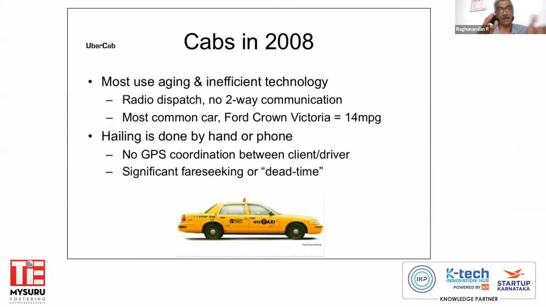In the other case, the hailing is done by hand or phone, so there is no GPS coordination. And there is significant fare seeking or dead time, in the sense that by the time the fare is decided and how the metering is done, etc. So this is a typical problem statement which was put forth by Uber cab, saying that these are the problems which are currently there in the market, and how we as Uber are going to address it.